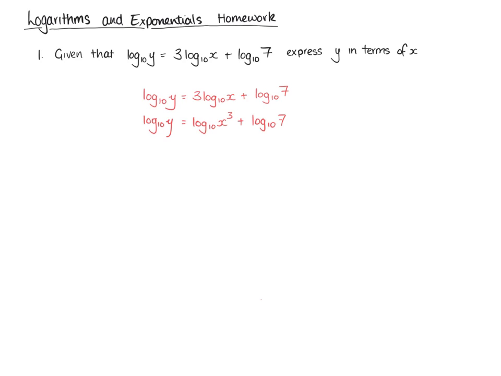On the other side we've got log to the base 10 of y. When we've got two logs with the same base adding together, we can multiply what's in there. So we get log to the base 10 of 7x cubed, and then log to the base 10 of y on this side. Because both expressions have log to the base 10, the log to the base 10s can vanish, and we get y equals 7x cubed.